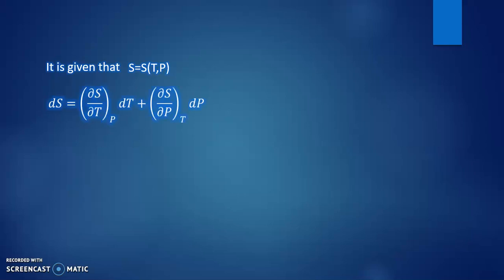First of all, we need to suppose that the entropy is a function of T and P. So then we're able to compute the differential of the entropy. That's this expression over here. The differential of the entropy will be equal to the derivative of S with respect to T dT plus the derivative of S with respect to P dP.